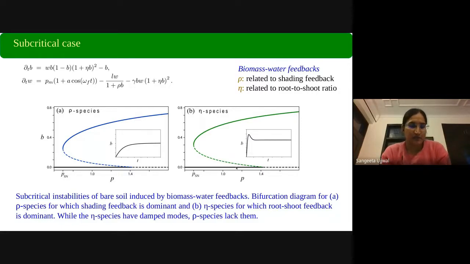Now we have two types of species. We can investigate how these two types of species, one that has damped oscillatory modes and the other that does not have these modes, respond to the external forcing, which is represented by the rainfall periodicity, or how these exogenous factors influence these two kinds of species.